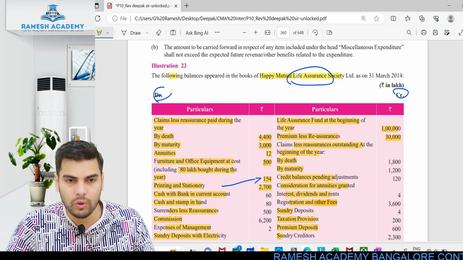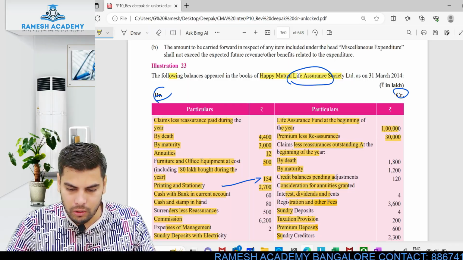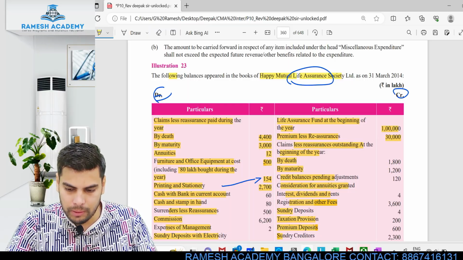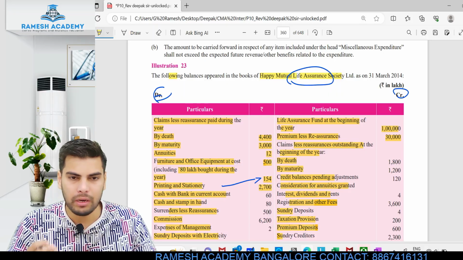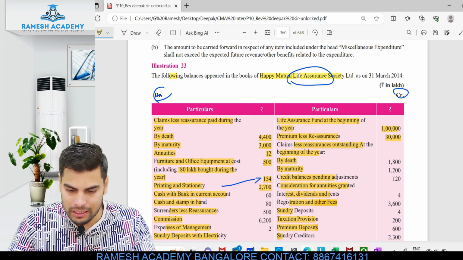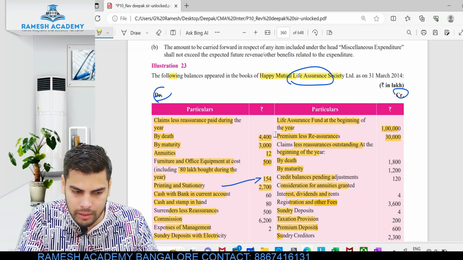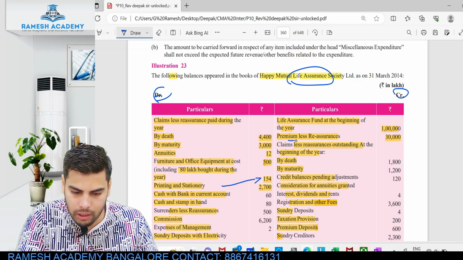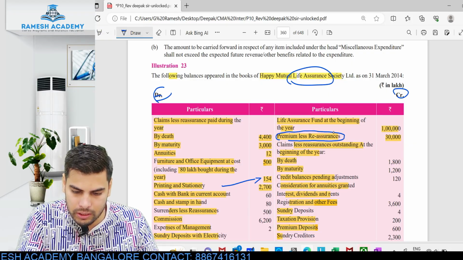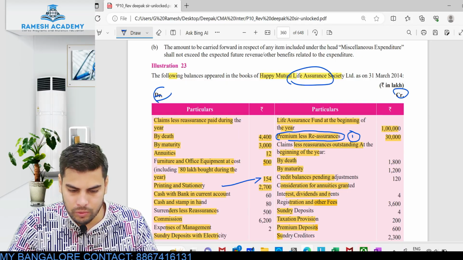So first thing is, what is schedule number 1? Schedule number 1 is with respect to your premium, right? Now here when it comes to premium, what information have they given? Premium is the basic income for you, correct? So you will have to look into the credit side. If you have a look, you will be able to find the premiums. Premiums less reassurance, so this would be your schedule number 1, correct? So this would be the first schedule.